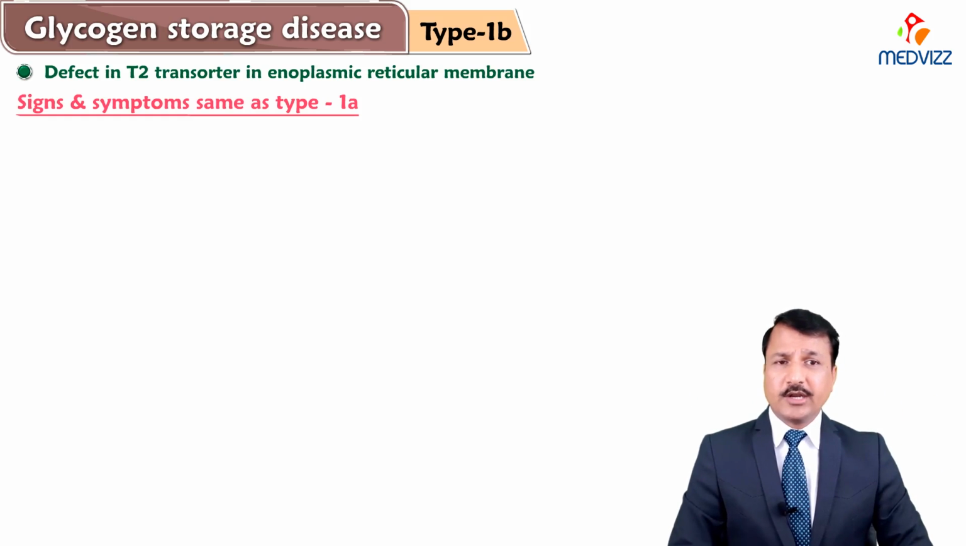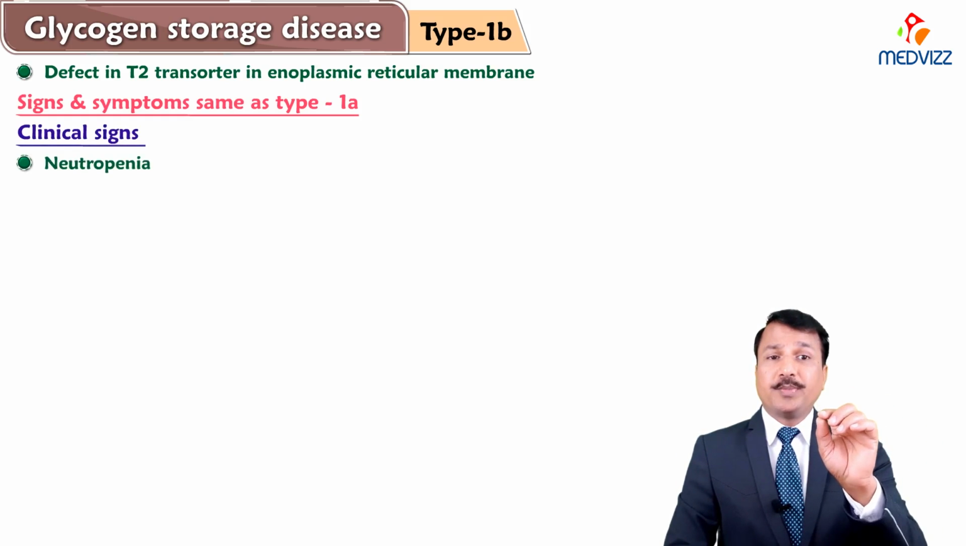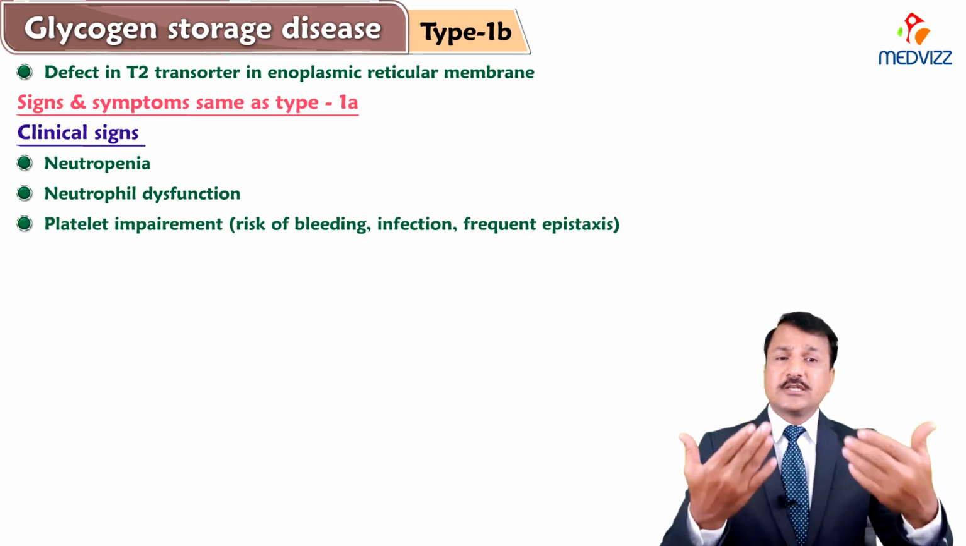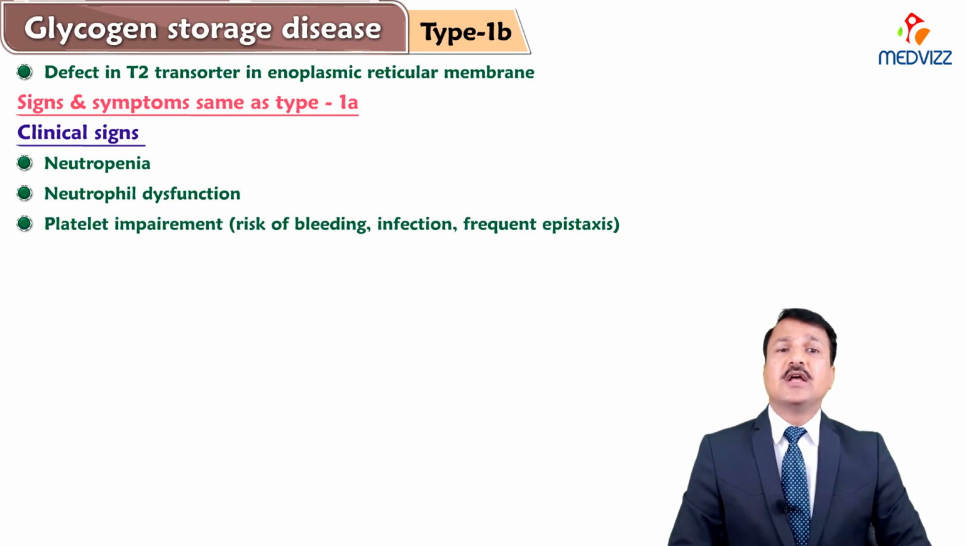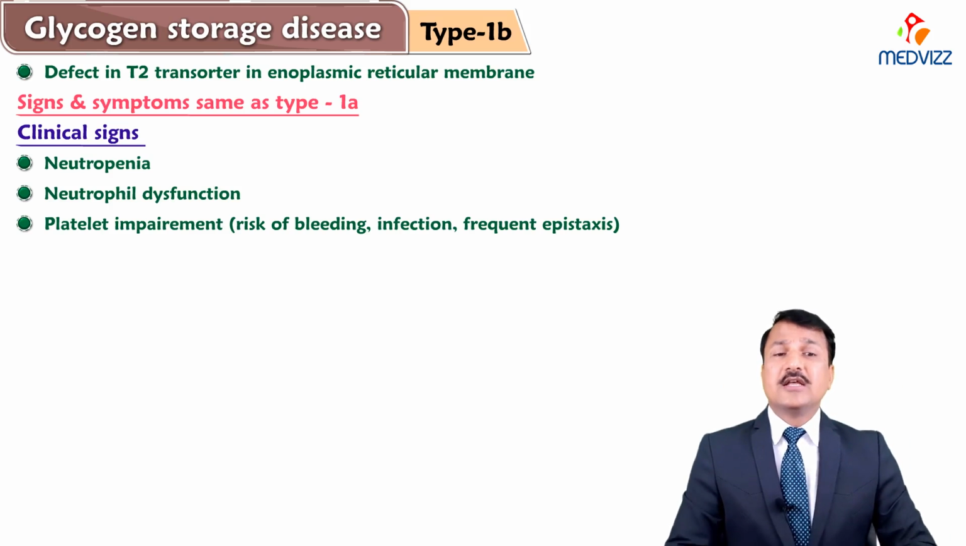which I have explained, glycogen storage disease 1A. Additionally, type 1B patients will show neutropenia, neutrophil dysfunction, and platelet impairment. All this will give rise to a risk of bleeding and a risk of infection. So the patient may show frequent epistaxis, bleeding in the nose and so on. That's the additional sign along with Von Gierke disease type 1A signs. Type 1B has all these additional signs.